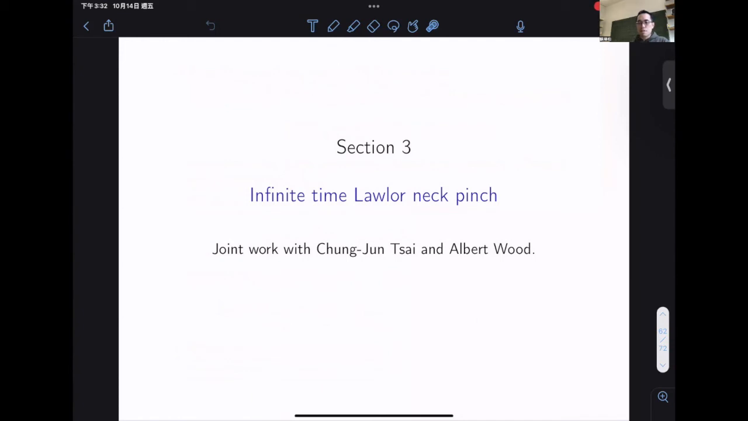Okay, so in the last part of this talk, I will be talking about our recent result joint with Zhongren Cai and Albert Wood on the infinite time Lawlor neck pinch.